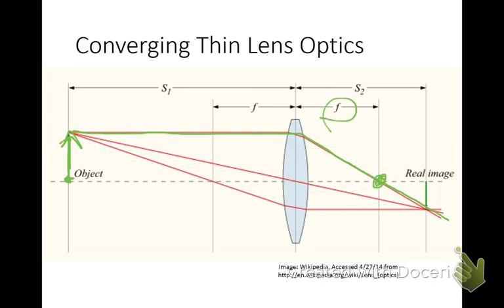So F is the focal distance, the focus, away from the lens. This I'll go ahead and call SO, that's the distance of the object, and SI is the distance of the image.